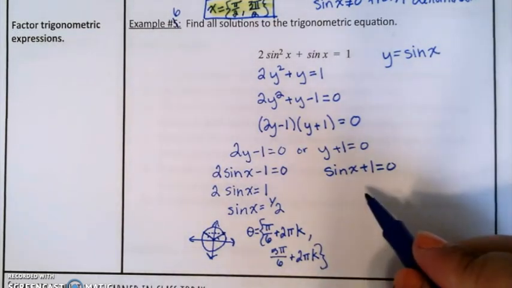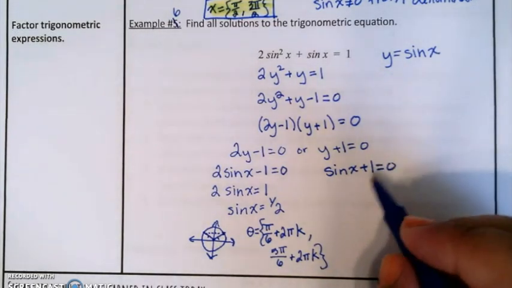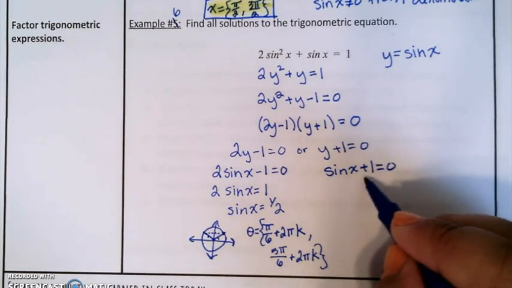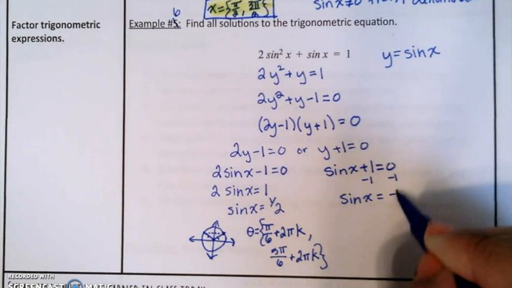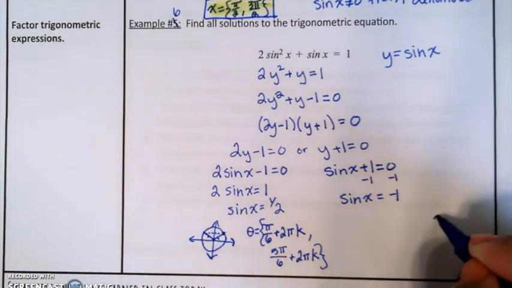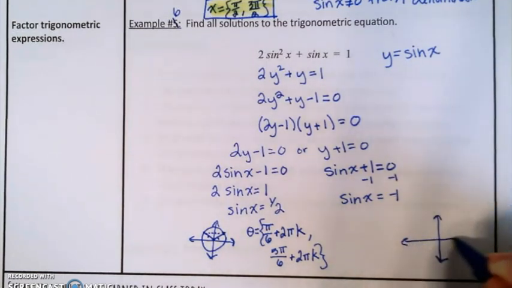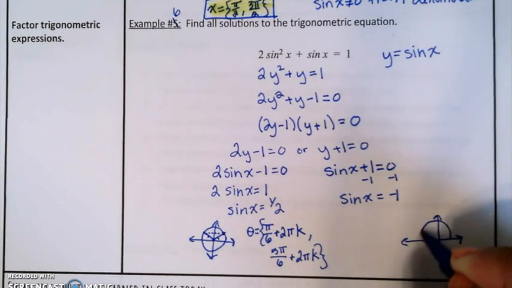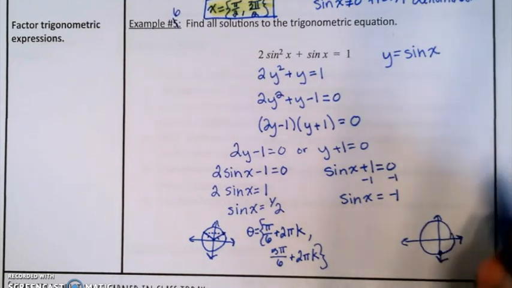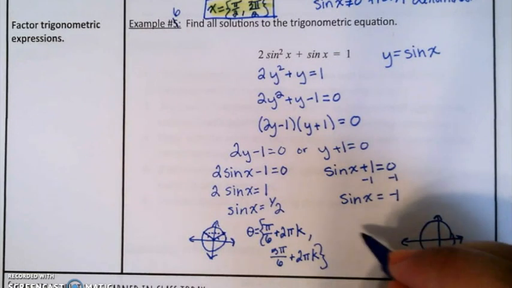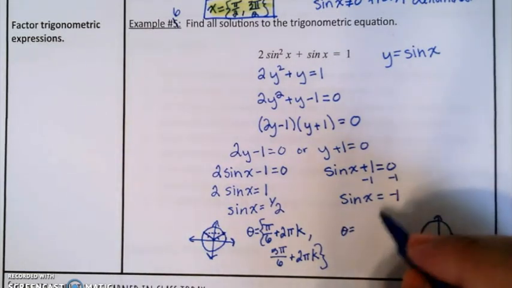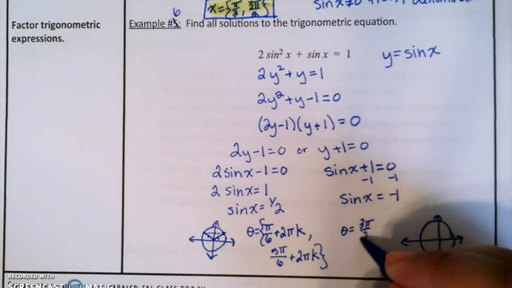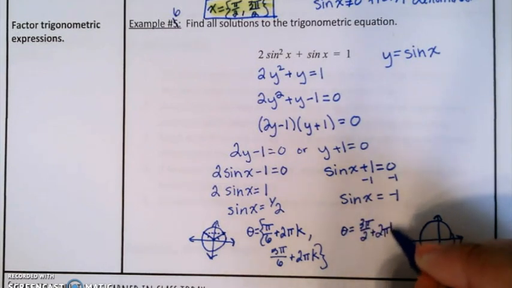Okay, how about our second side? On the right hand equation, we can subtract 1 from both sides and get that sine of x equals negative 1. Again, if we look at our unit circle, sine of x is negative 1 at theta equal 3 pi over 2 plus 2 pi k.